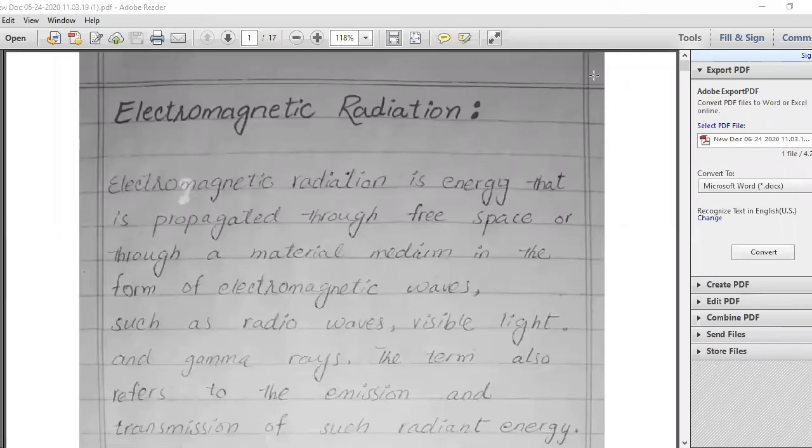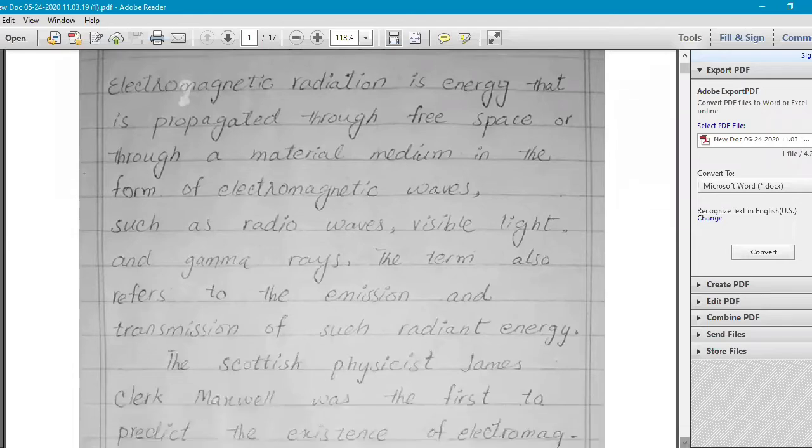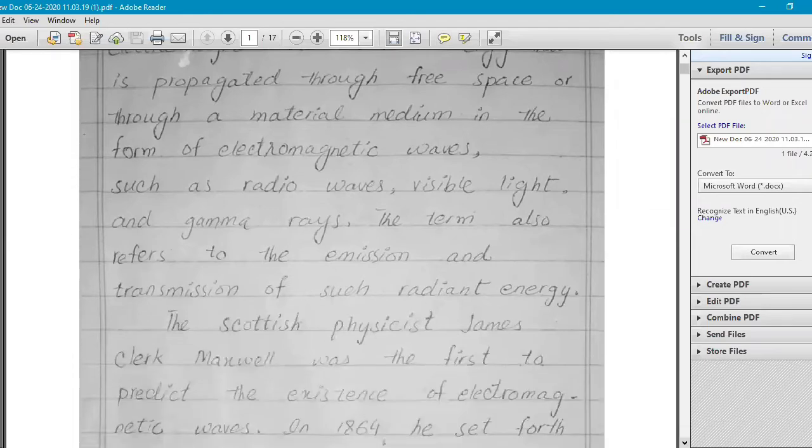Assalamualaikum. Today my topic is electromagnetic radiations. Basically, radiation is the energy that is propagated through free space or through a material medium in the form of electromagnetic waves such as radio waves, visible light, and gamma rays. The term also refers to the emission and transmission of such radiant energy.